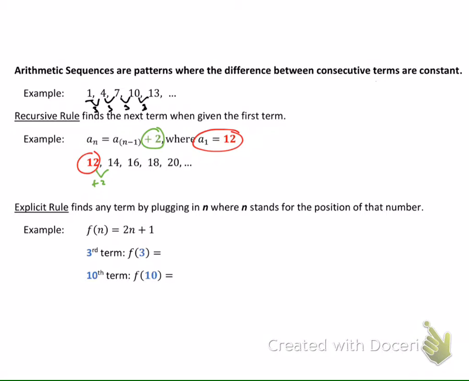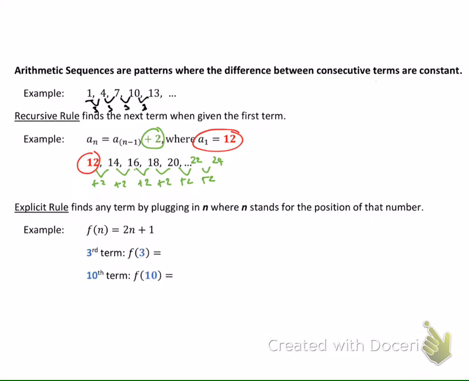12 plus 2 is 14. 14 plus 2 is 16. 16 plus 2 is 18. 18 plus 2 is 20. And I can even keep going, right? Plus 2 is 22. Plus 2 is 24, and so on. It's that pattern. It's going to keep adding on. So I'm finding the next number. What that rule is saying is if I go back to the previous number and add 2 to it, that's my new number.